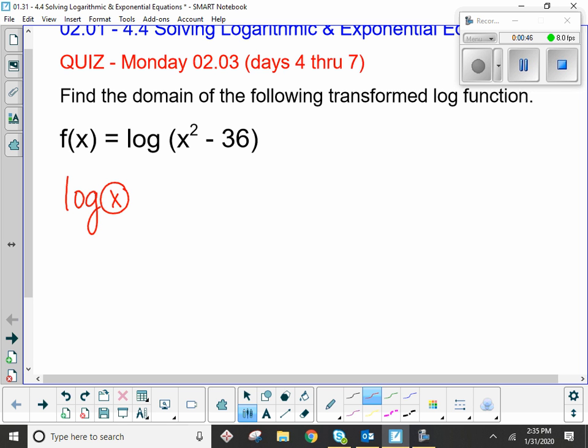There were two characteristics that have to be true about whatever you're taking the log of. What are the two things that have to be true about the x that you're taking the log of? Positive and not 0.